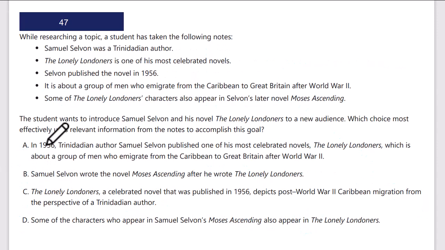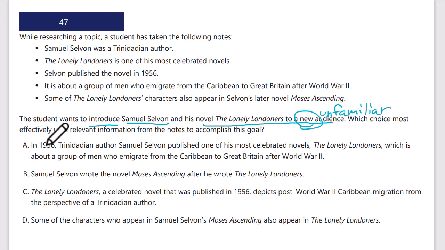The student wants to introduce Samuel Selvon and his novel, The Lonely Londoners, to a new audience. Okay, this is a new audience, basically unfamiliar. Doesn't say so, but that's what it is. They're unfamiliar with this novel or its author. Okay, and the student wants to introduce it. So Samuel Selvon was a Trinidadian author. The Lonely Londoners is one of his most celebrated novels. Selvon published the novel in 1956. It is about a group of men who emigrate from the Caribbean to Great Britain after World War II. Some of the Lonely Londoners' characters also appear in Selvon's later novels.